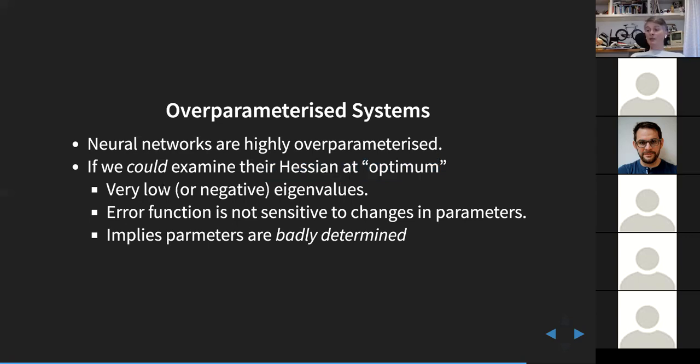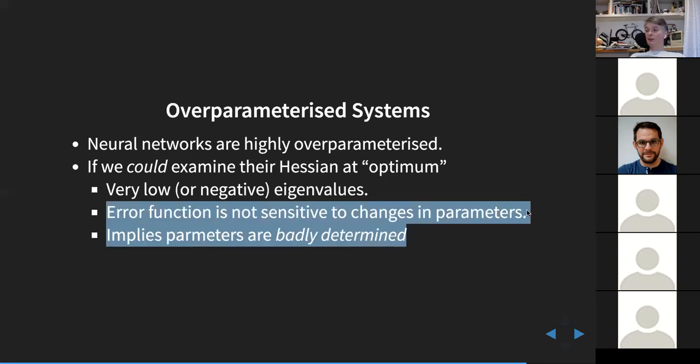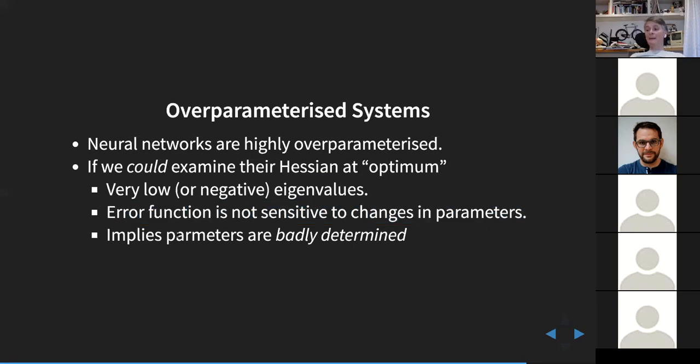But if we were able to, we would find very, very low curvature. It's very, very flat. So you tend to fit these models and you end up in a very, very flat space. That means that when you're at the optimum, the loss function or the error function, so I use the terms interchangeably, meaning the same thing, is insensitive to changes in parameters. And that implies the parameters are very badly determined in these neural network models.